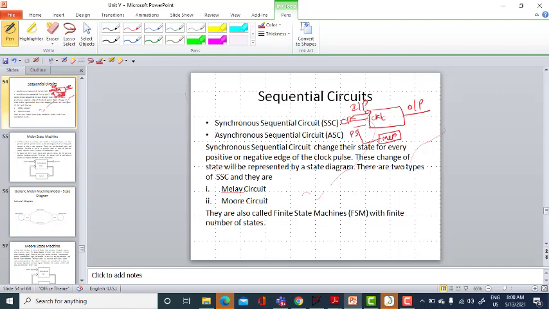And there are two types of synchronous sequential circuit. They are the Mealy circuit and the Moore circuit. These synchronous sequential circuits are also called finite state machines. I have discussed finite state machines in my previous class, and we have solved an example of a 2-bit counter. Finite state machine means a circuit will be having a definite number of states. An example of that is a counter.